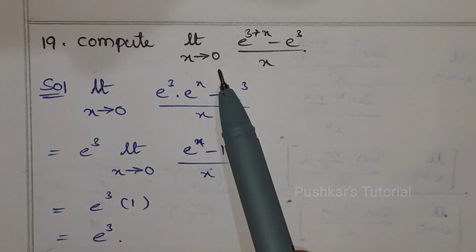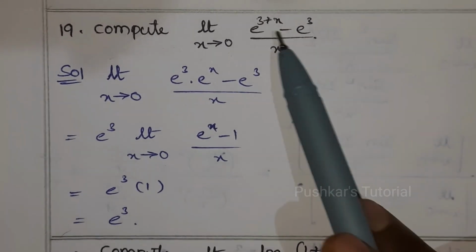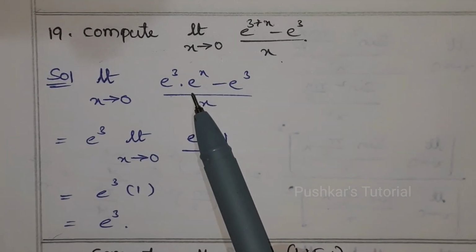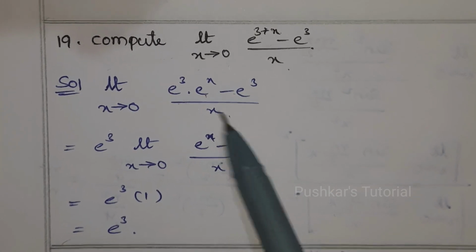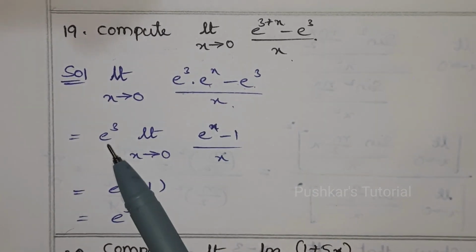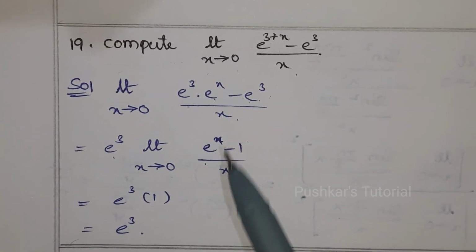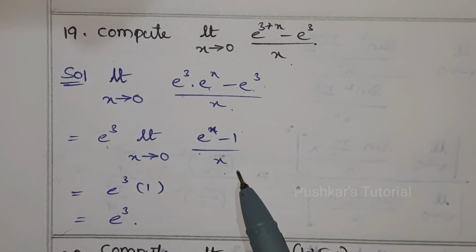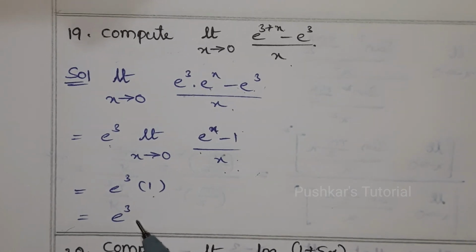Compute the limit as x tends to 0 of (e power (3 plus x) minus e power 3) by x. So we know powers are in addition, we can write the bases in multiplication. So e power 3 e power x minus e power 3 by x. We can take e power 3, constant, common, that I can write in front. Then what is left over? Only e power x minus 1 left over, by x. So it is looking like the formula, limit x tends to 0 of (e power x minus 1) by x. The answer is 1. So e power 3 into 1 is e power 3.